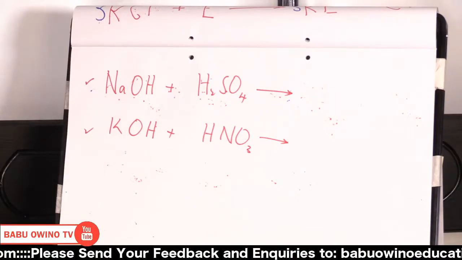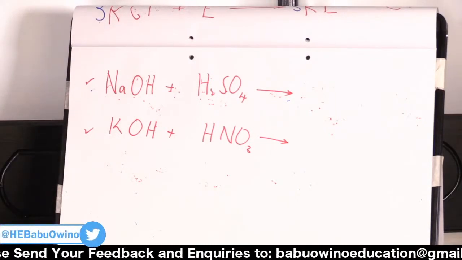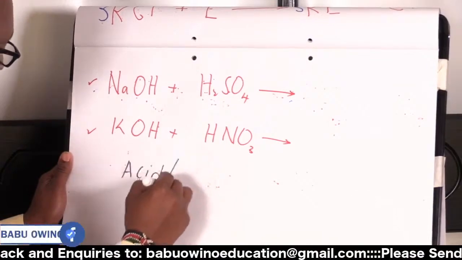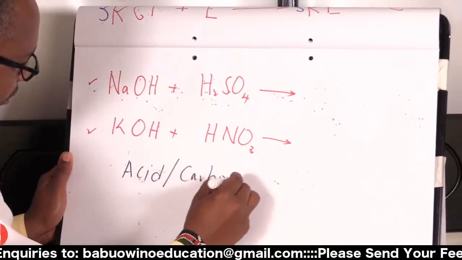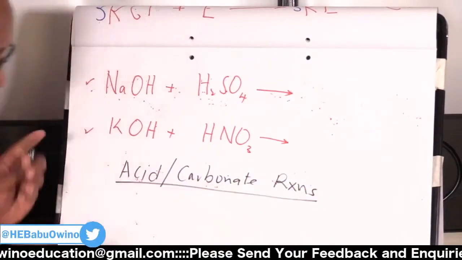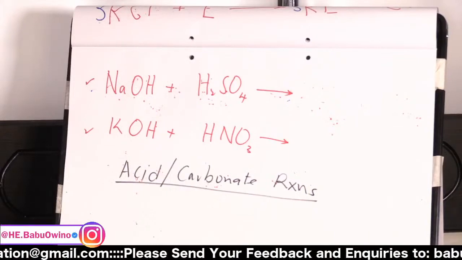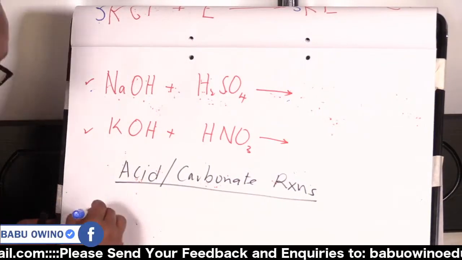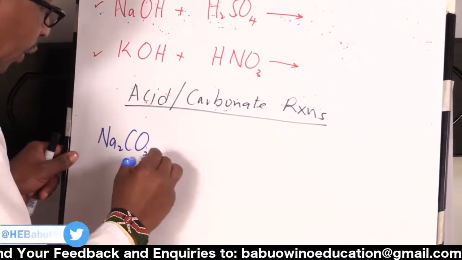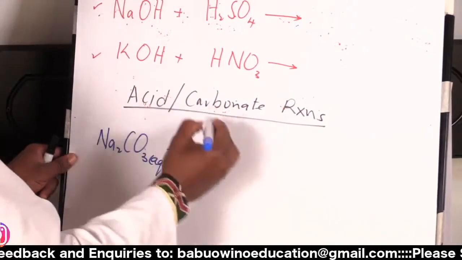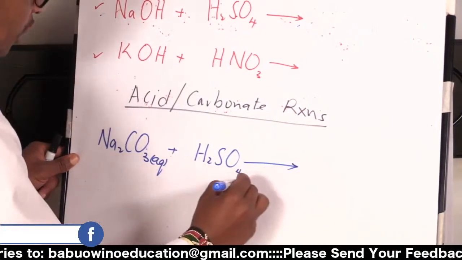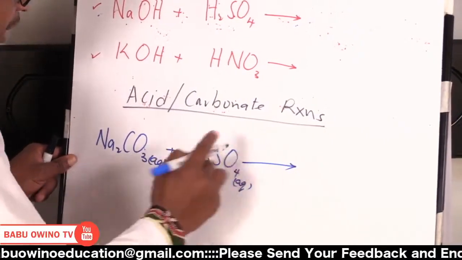Now, the other one that we can take, and in case you are stuck on that one, is acid-carbonate reactions. In this case, we take a carbonate of your choice, and this is sodium carbonate. It is aqueous, a soluble carbonate. You are combining it with sulfuric acid. The state symbol is aqueous. An acid plus a carbonate gives you a salt.